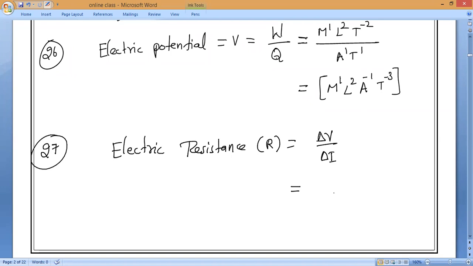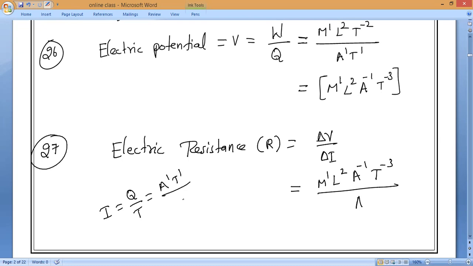So delta V dimensions, just now we have written, M1 L power 2 A power minus 1 T power minus 3, divided by I. What are the dimensions of I? A power 1. Verify, I is equal to Q by T. So Q by T means what dimensions will come? Q is A power 1, T power 1, and again divided by T power 1. So which is equal to A power 1, T power minus 2.